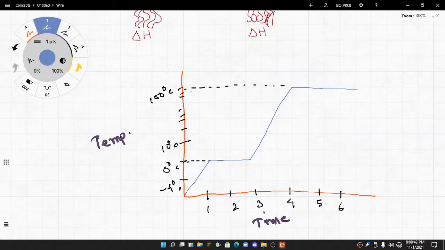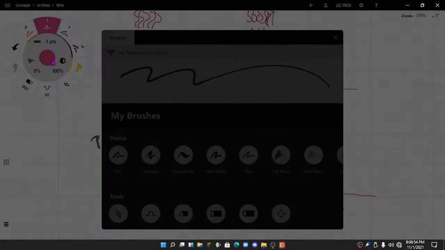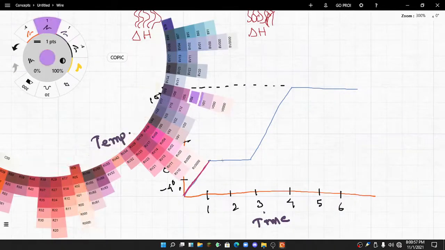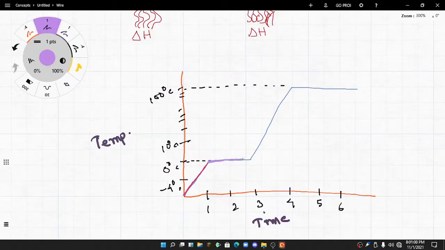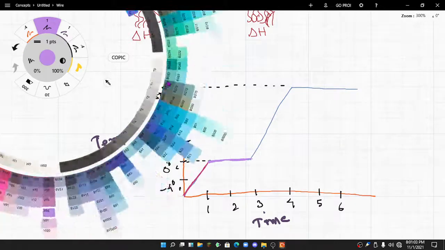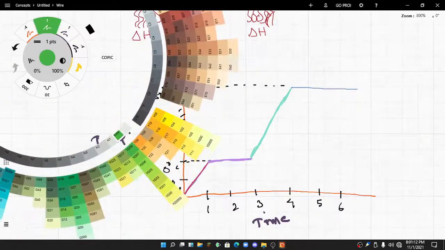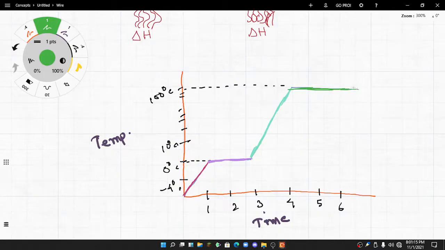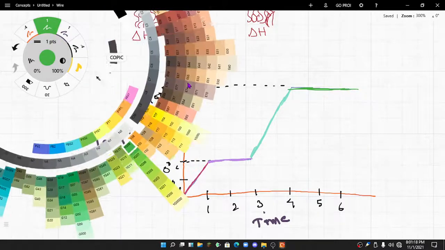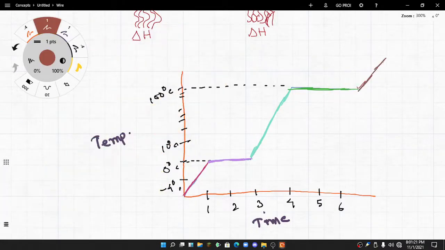So what occurred in these stages? Let's mark these stages with this color, then a specific constant stage. Let's give it this color, and a specific, let's say, green color state. And it again goes up, so this state again. Okay, so what's happened in these colors?